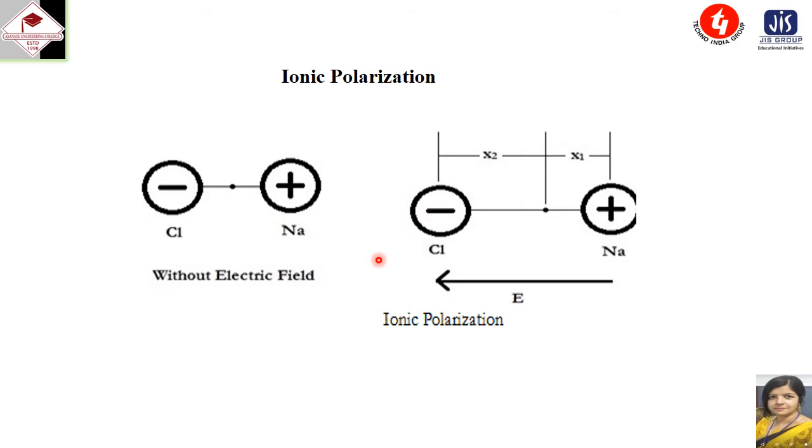Now coming to this figure, this is NaCl without an electric field, Na plus and Cl minus. Now when an electric field is applied, ionic polarization is happening. Now this is equal to x2 and this is equal to x1. So the ions are displaced. Now the dipole moment, in this case we can write q into x1 plus x2. So this is the case of ionic polarization.